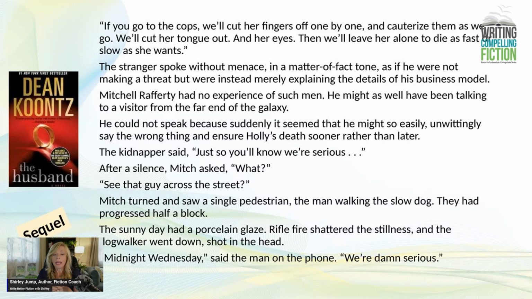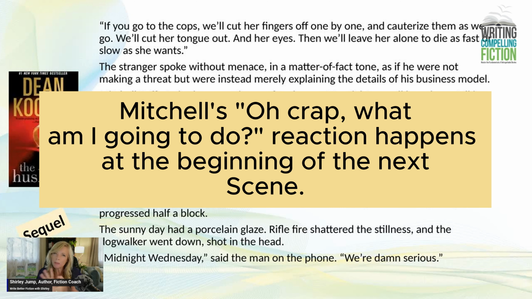They kill the guy. And there's no super duper sequel here because Dean Koontz ended on a big hook. The guy's dead and the guy on the phone says, midnight on Wednesday, we're serious. So you don't have the time for the, oh crap, what am I going to do moment. This sequel is not really long at all. It's him seeing this guy killed, and then he's got to make a decision on what he's going to do in the next scene. So see how they split up the sequel in this one? It's not all entirely right there on the page.